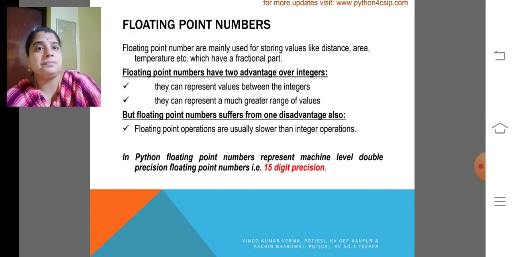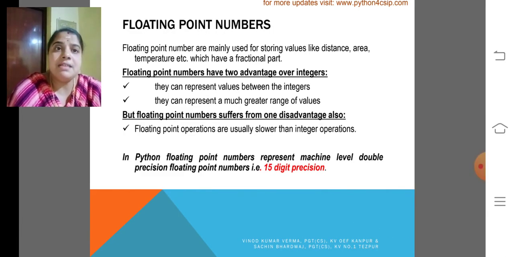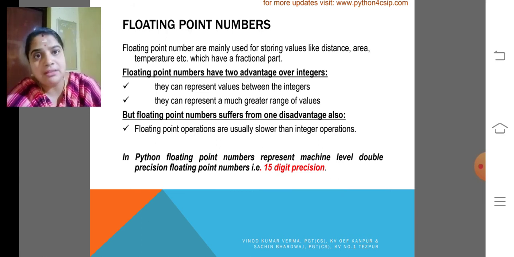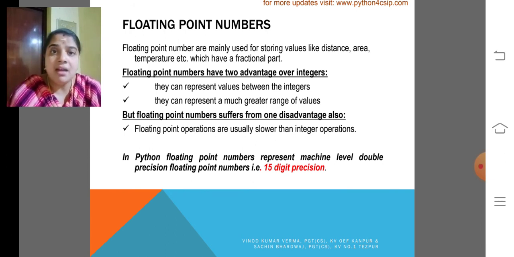The next one, floating point numbers are mainly used for storing values like distance, area, temperature, etc. Sometimes we need to give the amount of money in floating point values. Floating point numbers have two advantages over integers. They can represent values between integers, that is 1 and 2. Consider two integers 1 and 2. How do we represent an intermediate value between 1 and 2? We have to use fractional numbers like 1.3, 1.5, 1.7, etc. So they can represent values between the integers.